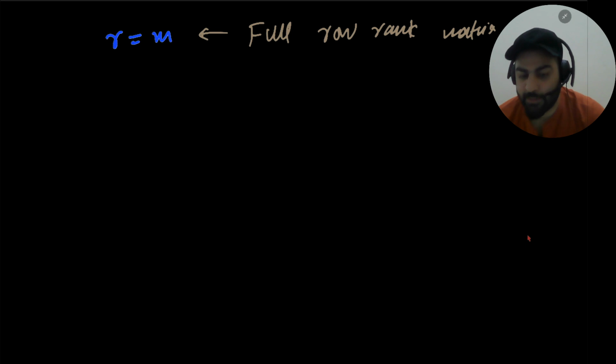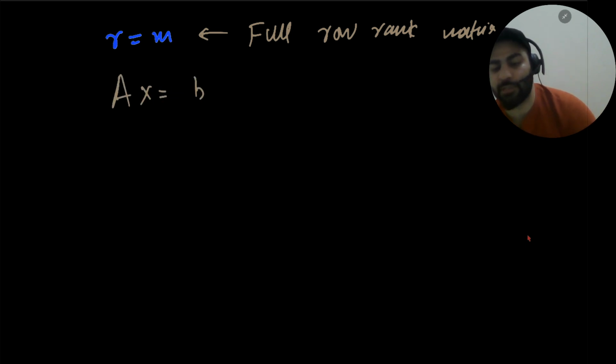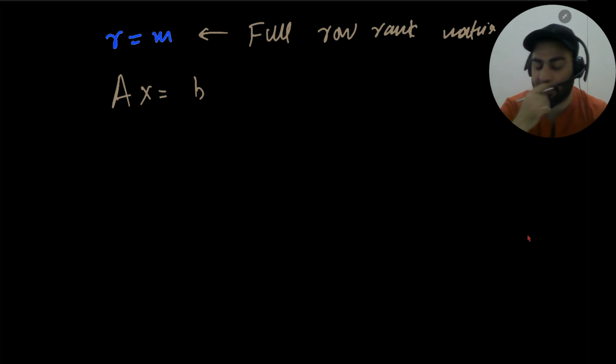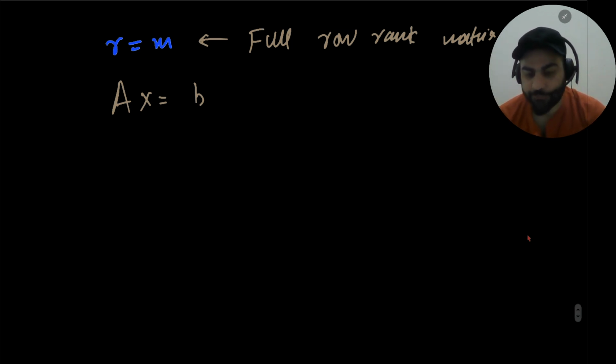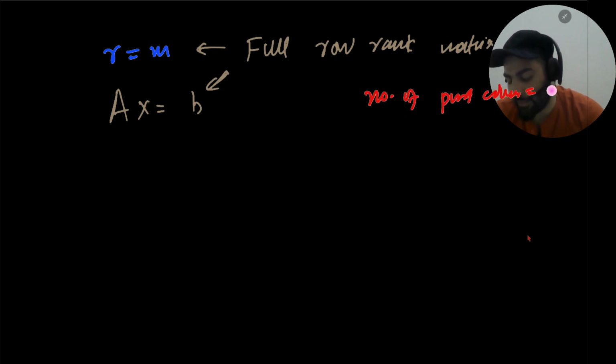Full row rank matrix. So what I can say is that we have to find the solutions to Ax = b if it exists, and we'll see where it does not exist, and we have to make the special things. Let's suppose the solution exists for this, let's suppose for this b. So now the number of pivot columns is equal to m. Okay, so how many free variables are there now?